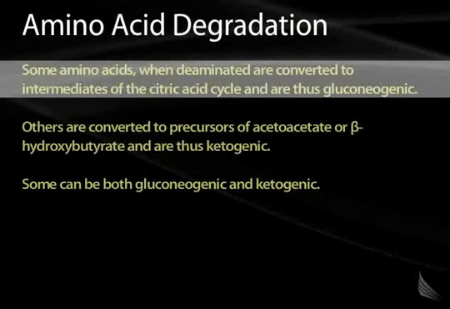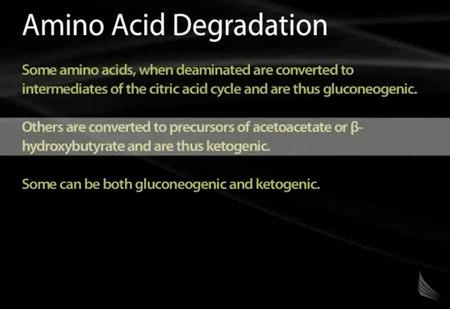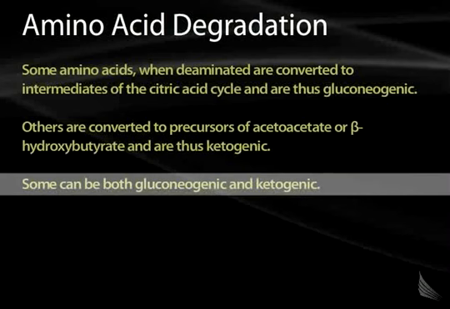Now, some amino acids, when they're deaminated, are converted to intermediates of the citric acid cycle. We just showed you two examples of that. And thus, these are termed gluconeogenic because they can serve as precursors for gluconeogenesis. Others are converted to precursors of acetoacetate or beta-hydroxybutyrate, and thus they are called ketogenic. That is, they produce ketone bodies. Some amino acids are both gluconeogenic and ketogenic.